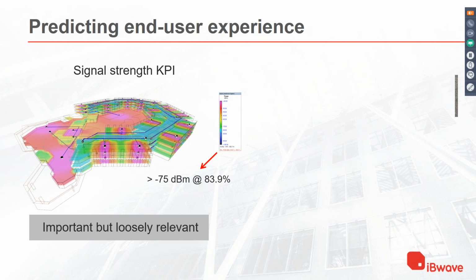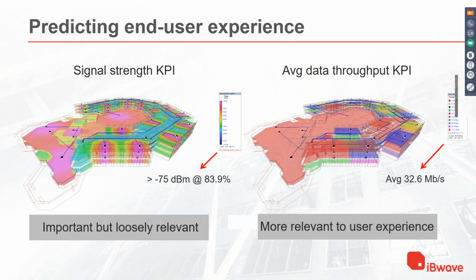It is important because it's a good indication of the strength of the signal, but it's not too relevant to the end user experience because there's a lot of other factors that need to come into play. So if we look at a different KPI now, if we look at average data throughput, this is the same venue, just a different output map. In this case, it's average data throughput, and what you see here is different average data throughput per user in different sections of the venue, because well, yeah, you're going to get different signal, you're going to get different levels of interference, but importantly, you're going to get a different concentration of users, which is going to have an impact on the average data throughput per user.